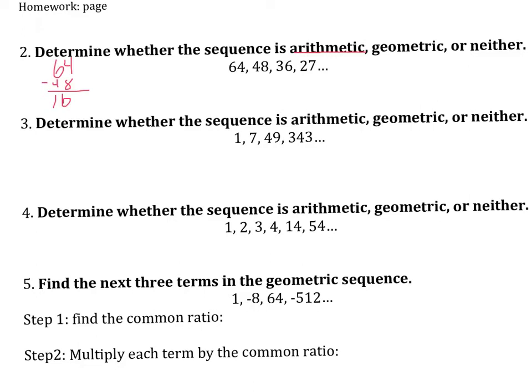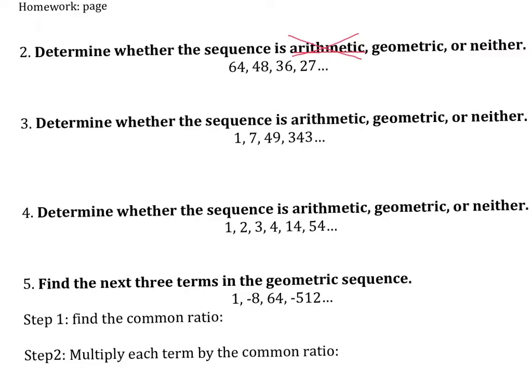Okay, so let's see if there's the same difference between the second term and the third term. So we're going to subtract the second term minus the third term, and that difference is going to be 12. 16 and 12 are not the same number, so there's not a common difference. That means it is not going to be arithmetic. So we can erase that, and we can test to see if it's geometric now.